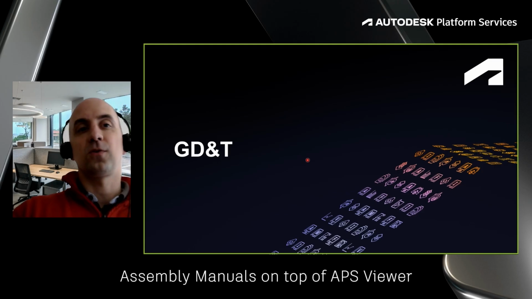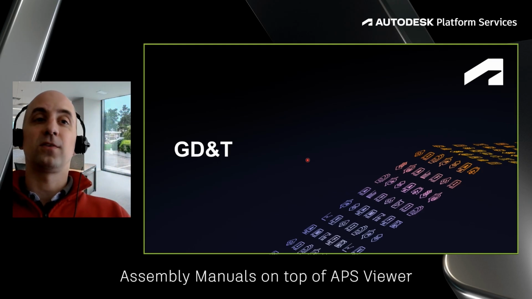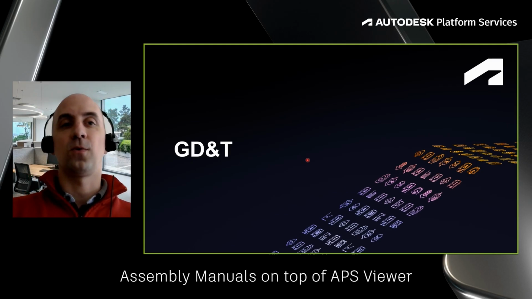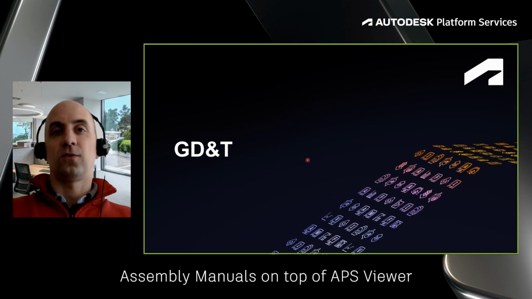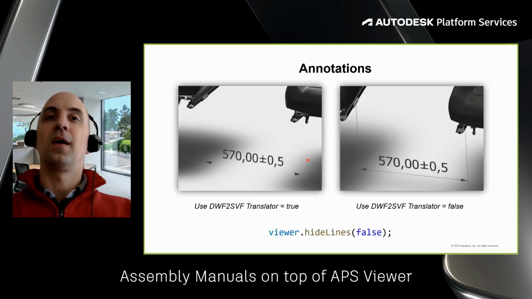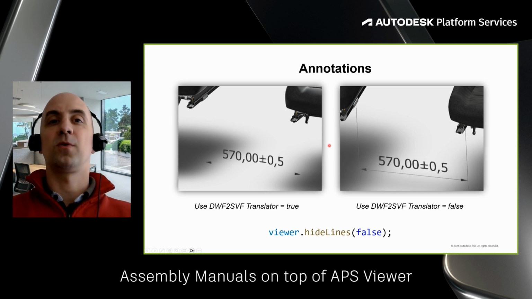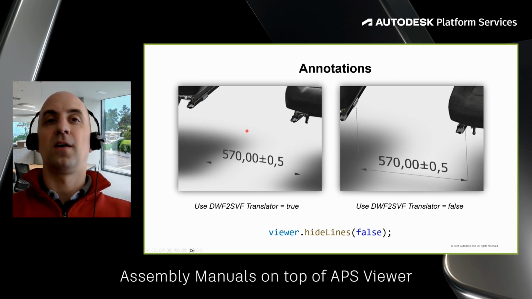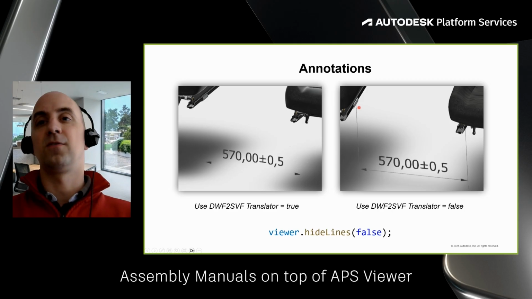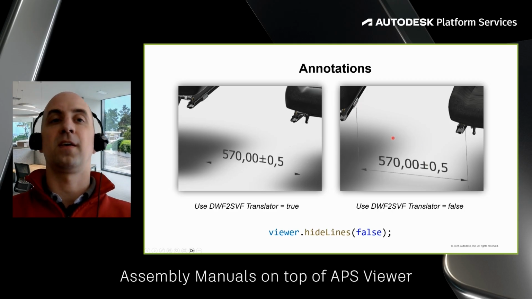All right, next I'm going to talk about annotations, essentially. GD&T, another acronym, stands for geometric dimensions and tolerances, and so that's essentially annotations. And here we run into a problem with annotations. On the left picture here, you can see an SVF with a dimension coming from the Vault translator. And on the right, you can see a picture from the Inventor translator of the same thing.